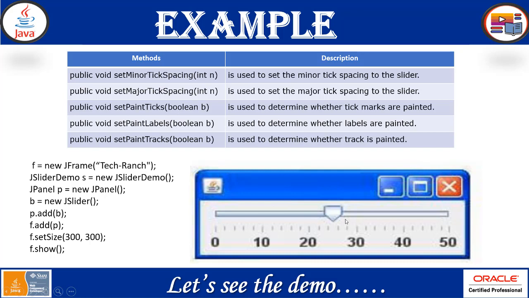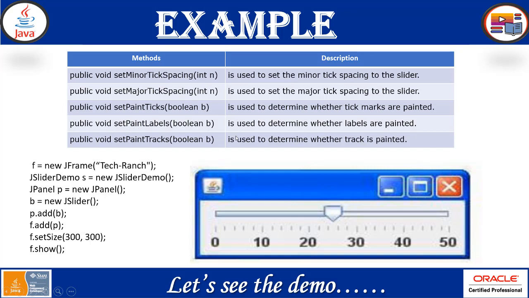This is a very basic slider which has some minimum spacing and numbers defined to get the scale. So setMinorTickSpacing is used to set the minor tick spacing of the slider. These methods will help you to decide and design your slider. Major tick spacing we can set with the help of the method setMajorTickSpacing. setPaintTicks, when the slider is moving, you can see this is the painted part. That is used to determine whether tick marks are painted.